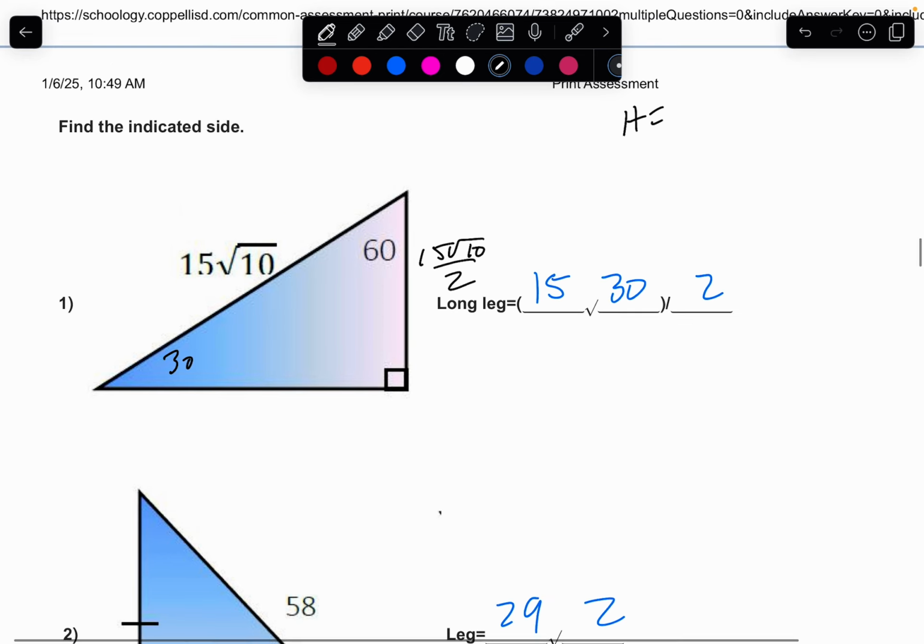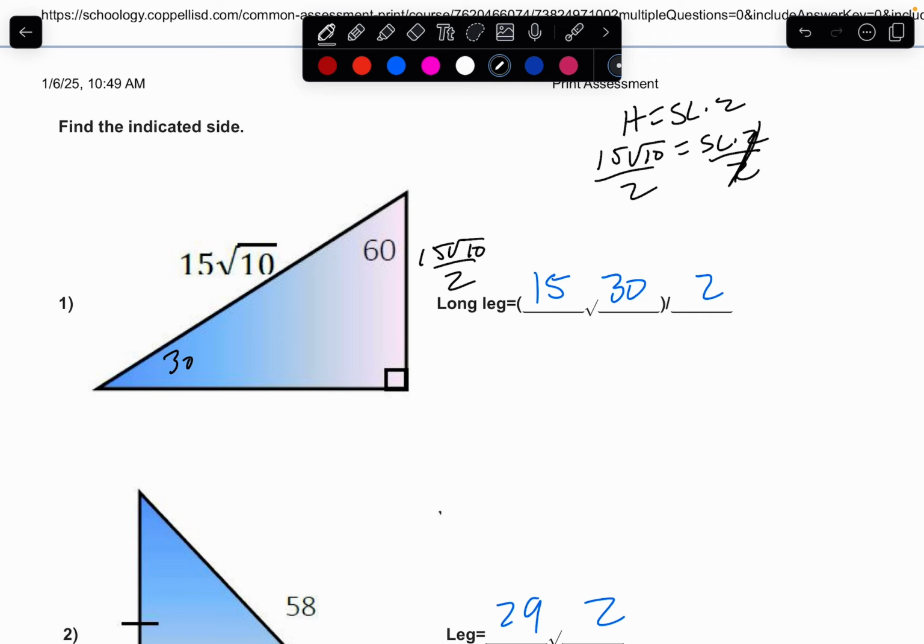But if you are having trouble with that, for now, keep writing the formulas. So the hypotenuse is the short leg times 2. So on this problem, 15 root 10 equals the short leg times 2. So you have to divide by 2 to cancel that out.